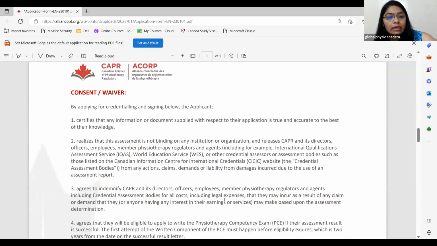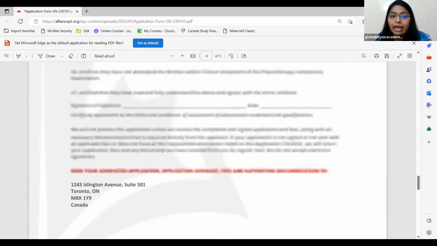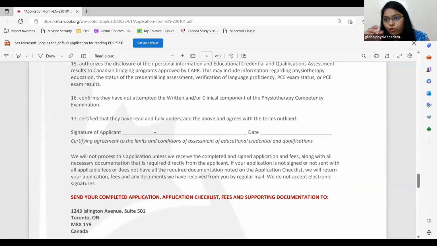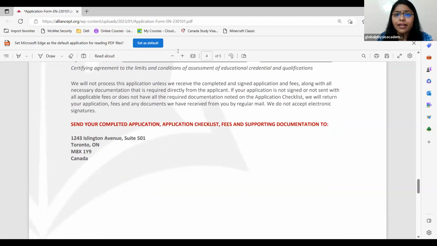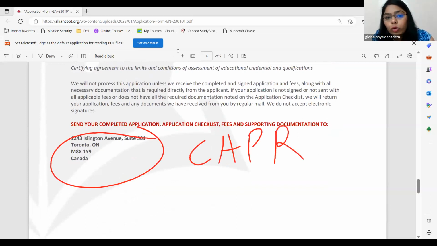And consent. Here you have to print out and sign this form and send it to this address. This is common for every province, CAPR: 1243 Islington Avenue, Suite number 501, Toronto, M8X 1Y9, Canada. That is your address for post, okay? So this is your first form that you have to submit.